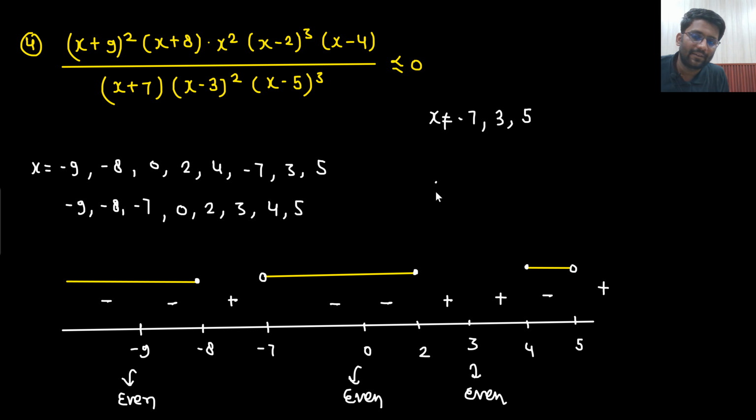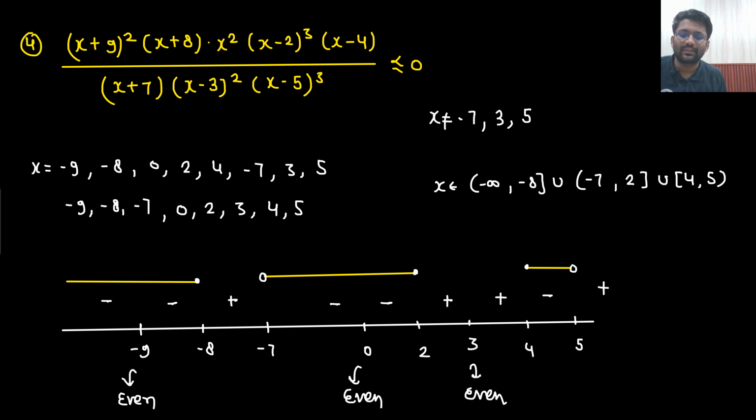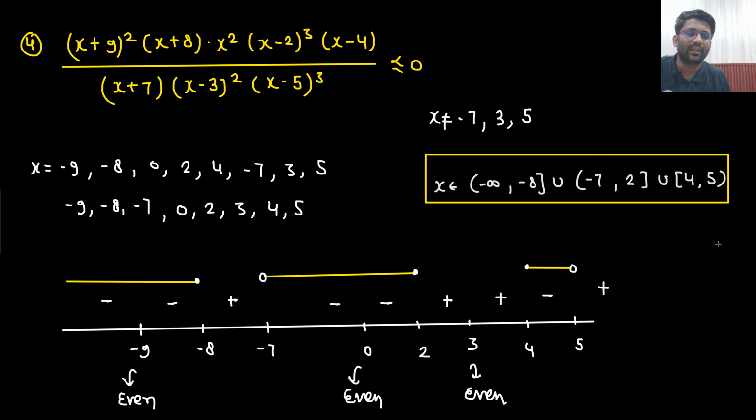So what will be the answer? X belonging to minus infinity to minus 8, union minus 7 to, no, minus 7 is not accepted, so minus 7 to 2 union 4 to 5. There you go. This is the answer. So this is how we will solve the inequality.